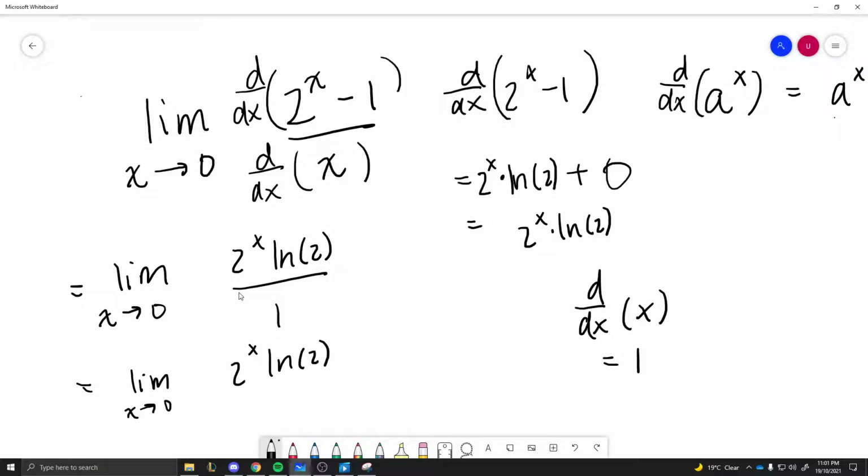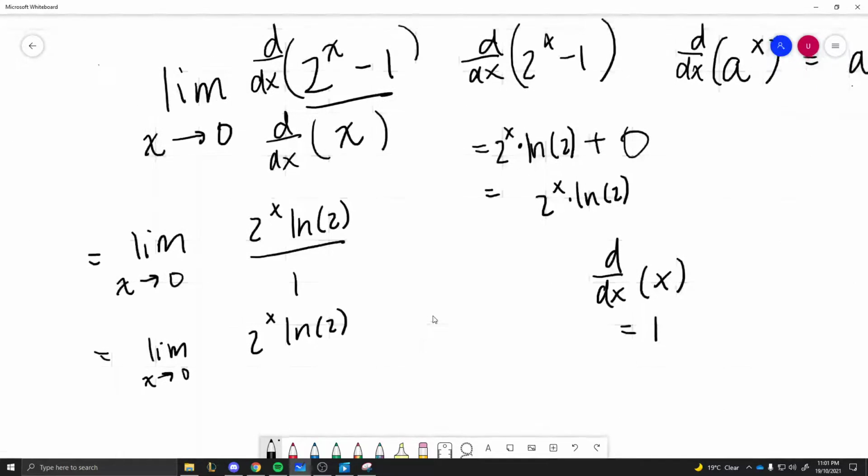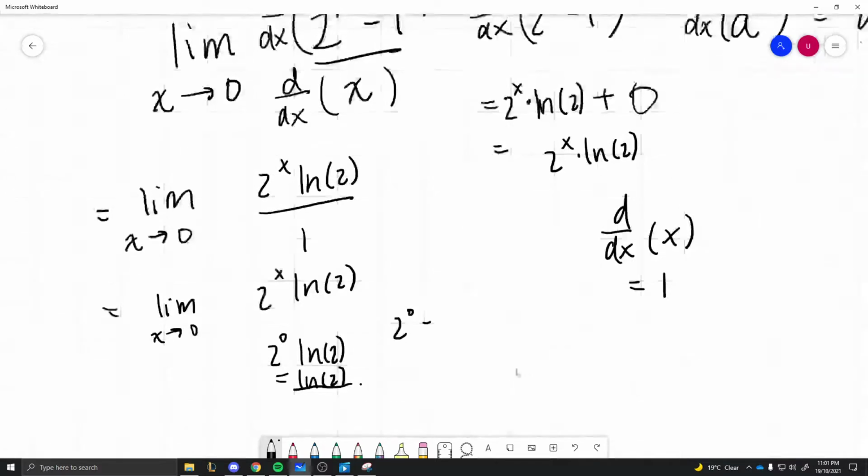Now we can sub in 0, because we won't get an invalid answer, because our denominator's gone. So we can just sub 0 into here. So we'll go 2 to the 0, ln 2. 2 to the 0 is equal to 1, so this will just equal ln 2. That's your solution. If you plot that on your calculator, I guarantee you'll get the same answer.